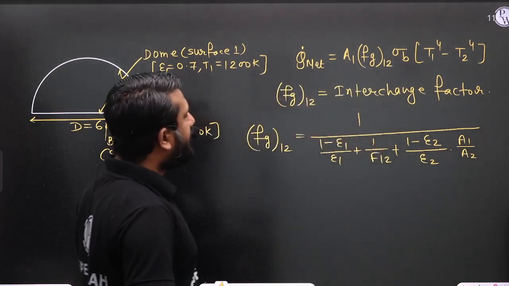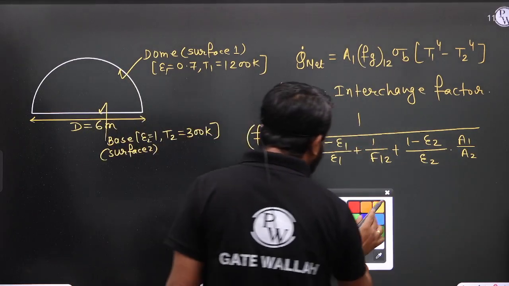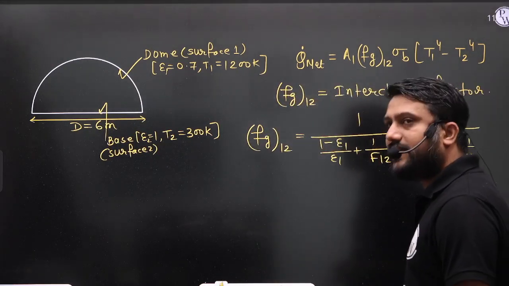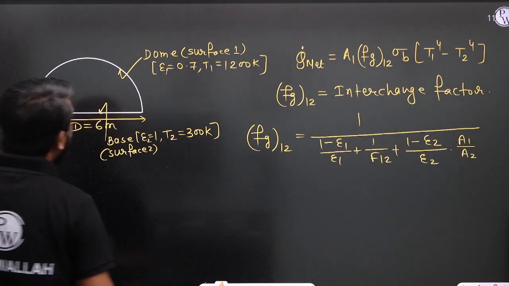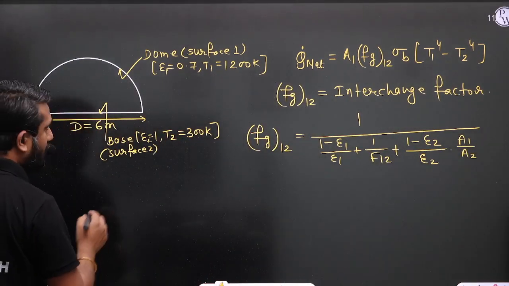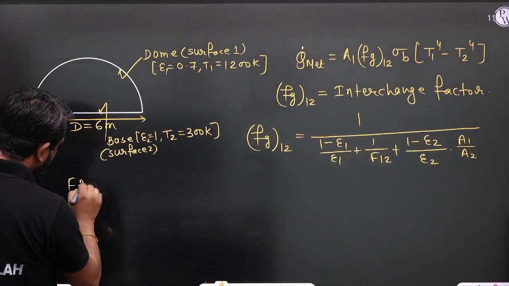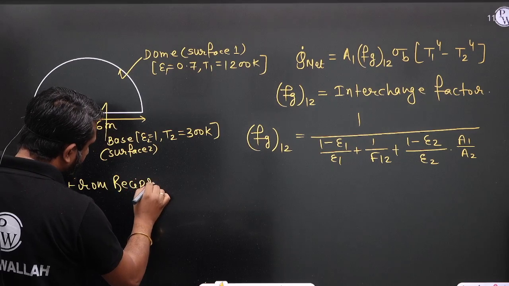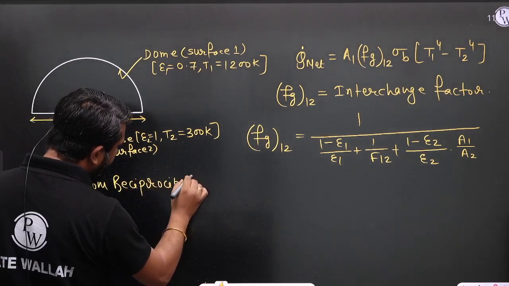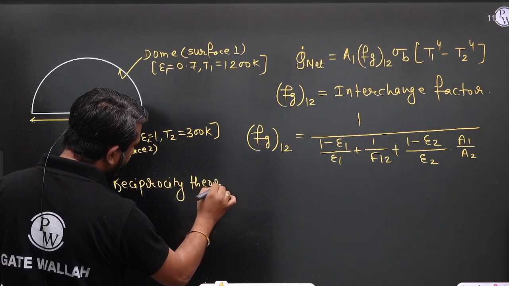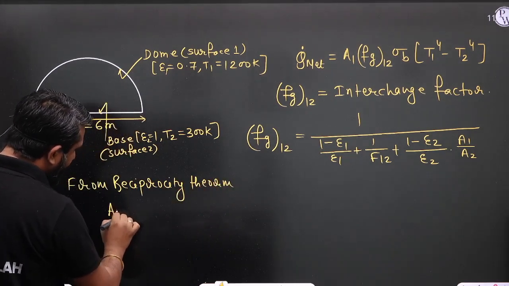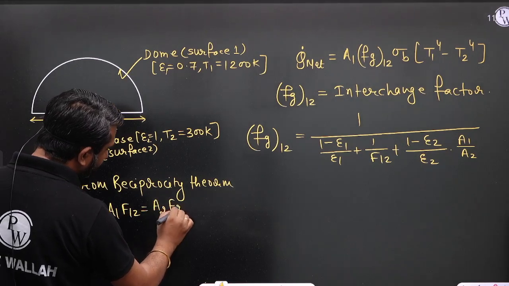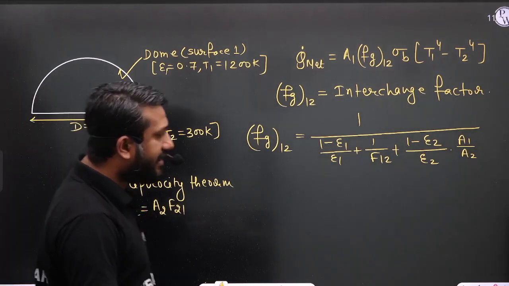Now F12 is nothing but the view factor or shape factor, right? And we can calculate this F12 by using the reciprocity theorem. So from the reciprocity theorem we can write A1 F12 is equal to A2 F21, right? A1 F12 is equal to A2 F21.